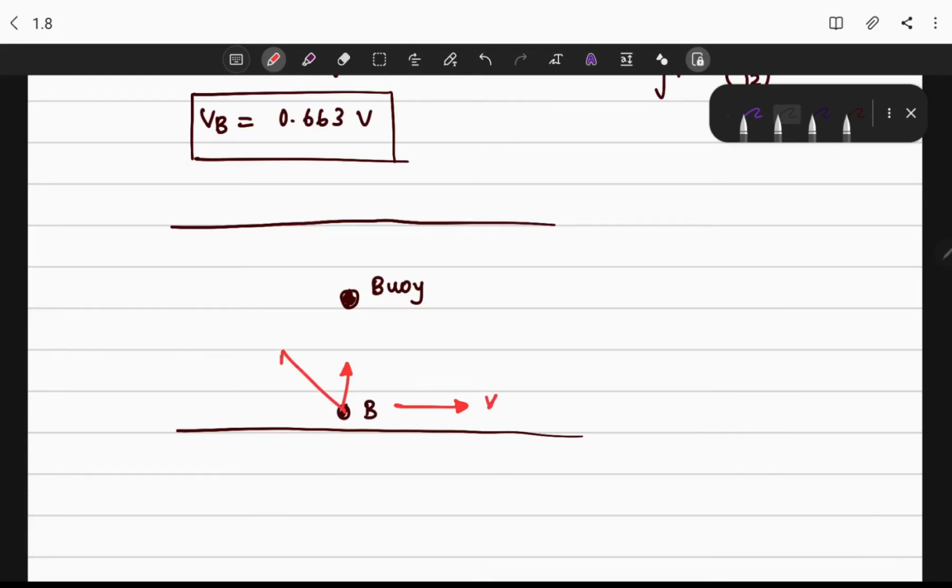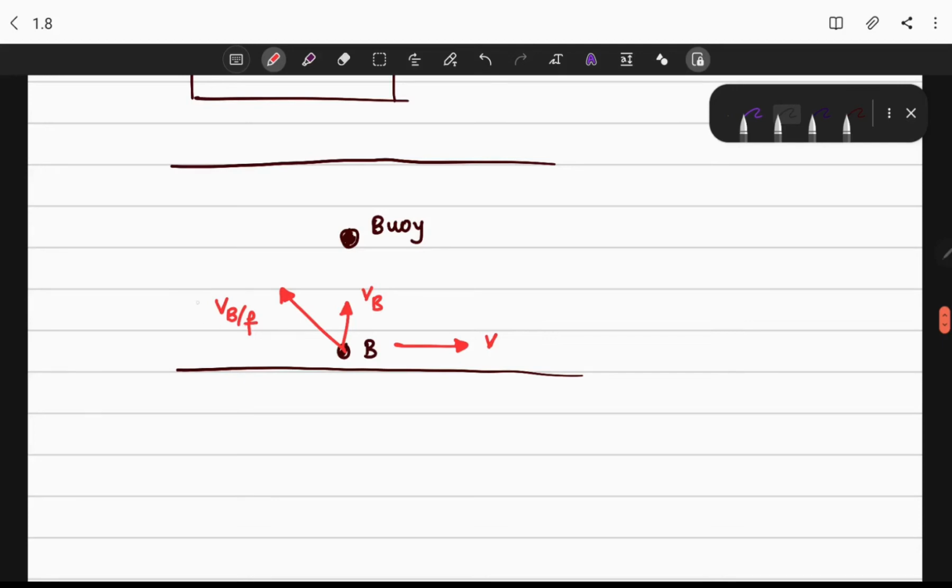So with respect to the flow, the boat has to move in this particular direction. So this is the velocity of boat with respect to flow, and this is the velocity of boat. Again, this is given as 1.2 v. So this particular angle, let us say theta.